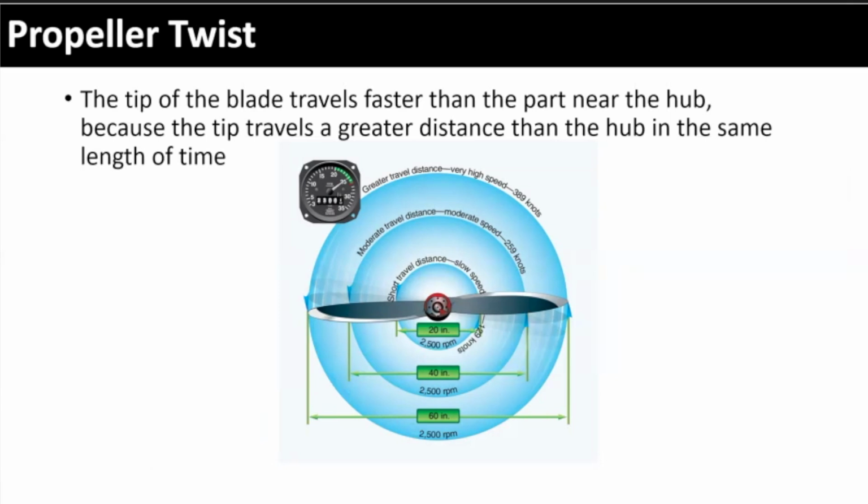Right? In order to maintain the same level of lift throughout the span of the propeller, what would we have to do? What do we have to change? Change the pitch. Change the pitch of that propeller, change the twist, right?